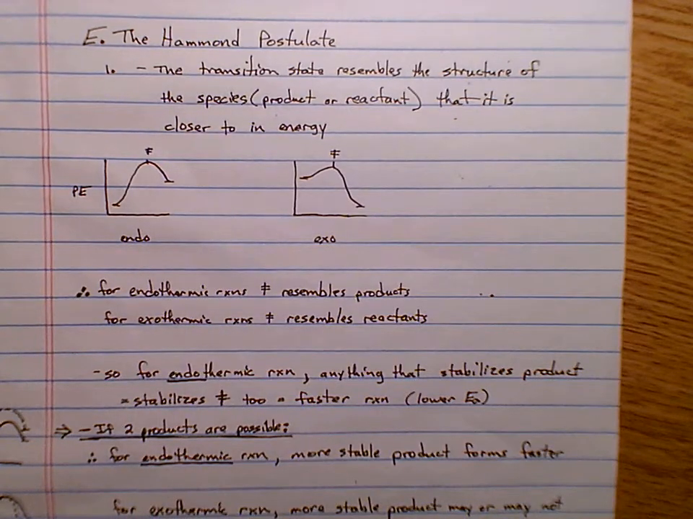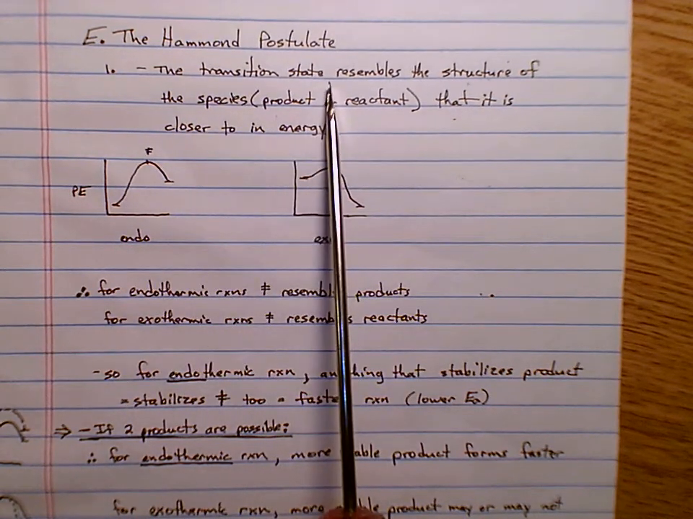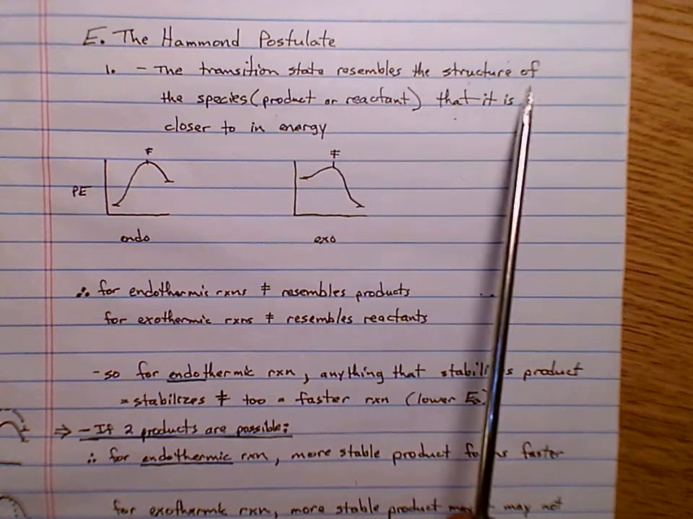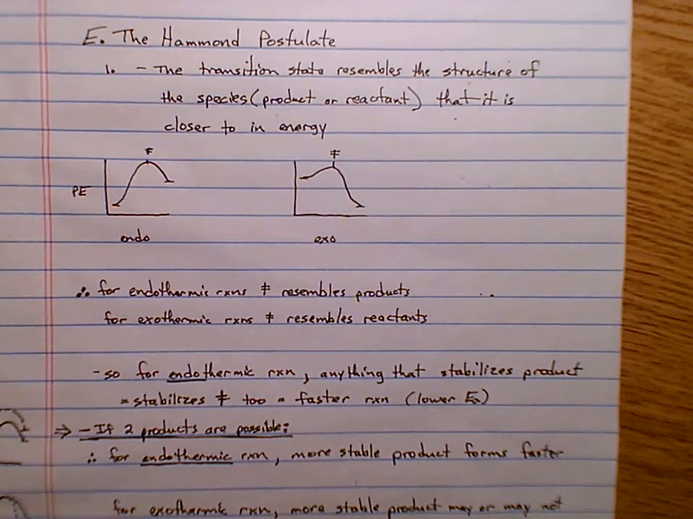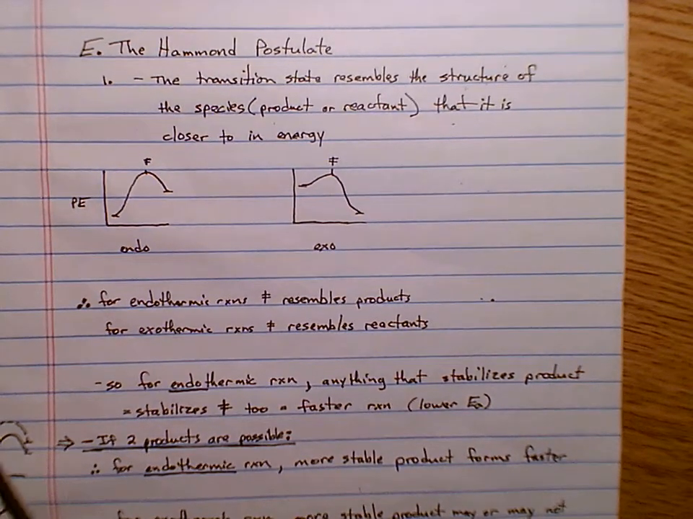What Hammond found out was that the transition state of a reaction closely resembles the structure of the species, the product or reactant, that it is closer to in energy. And we actually find this throughout chemistry. If you look at the energy of various states of molecules, it turns out the shape of the molecule, where the electrons are in the molecule, is much closer to where that molecule is in energy. What do we mean? Okay, let's look at this.